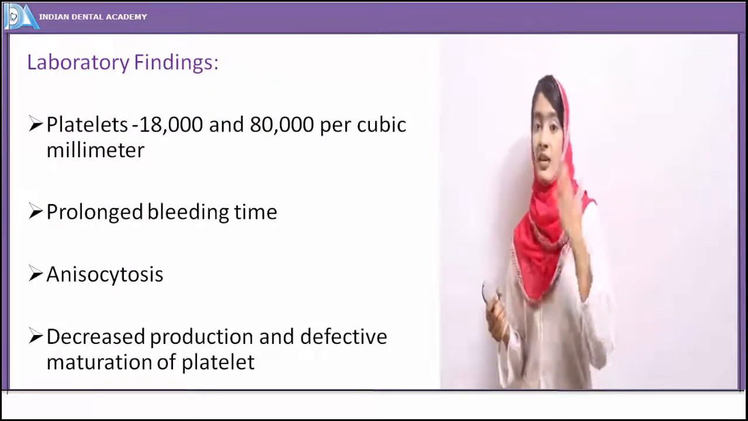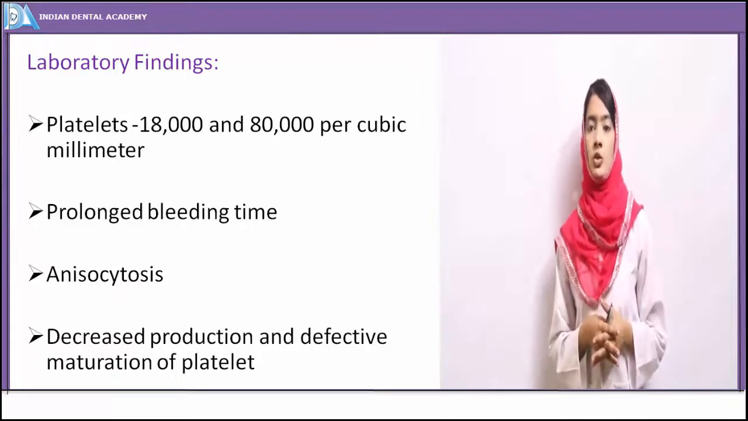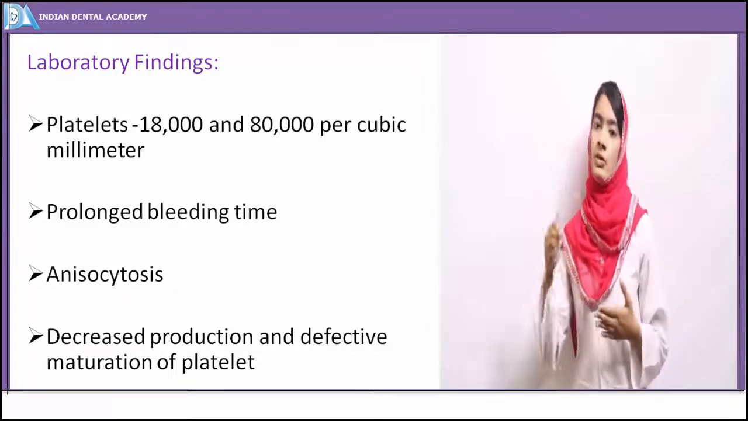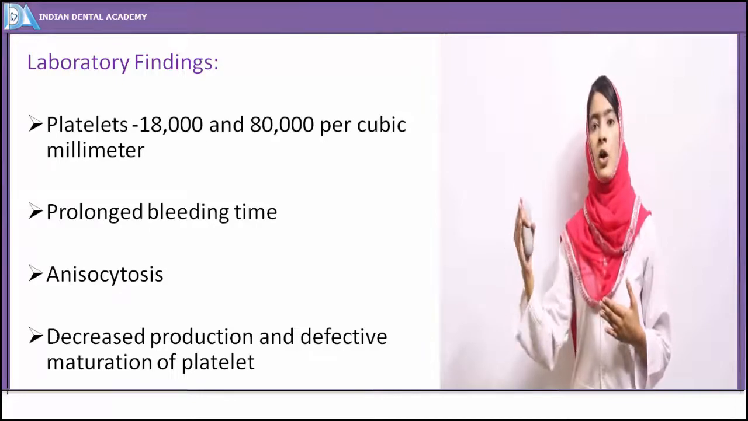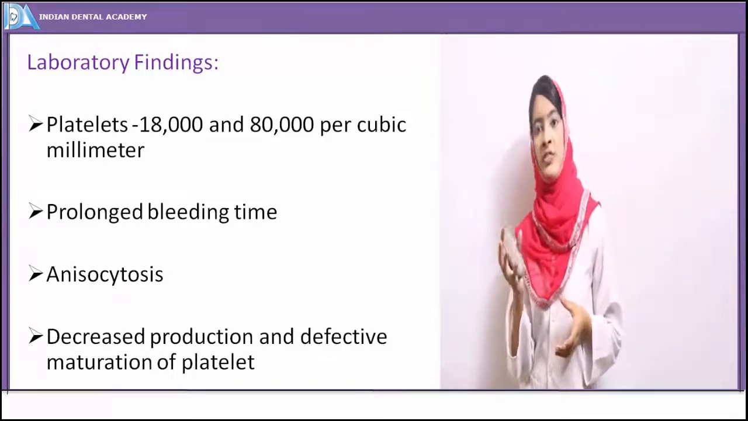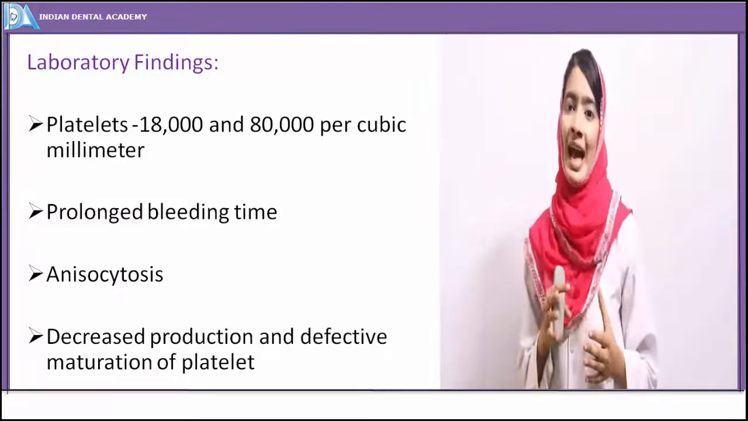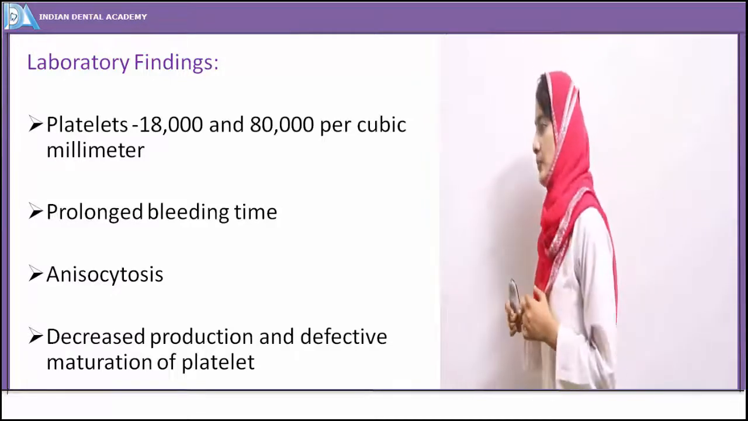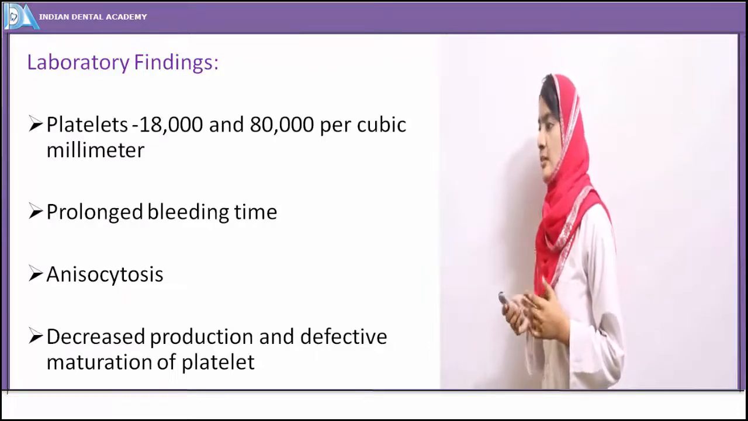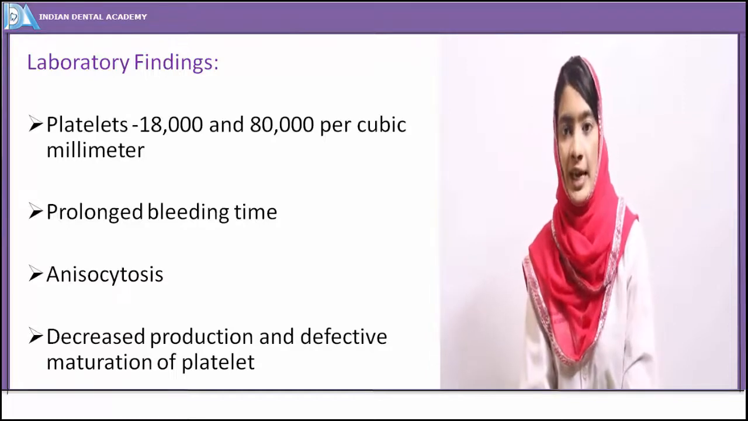So the platelets are very reduced, about 18,000 to 80,000. So obviously when the platelets are reduced, the bleeding time is prolonged, and the characteristic feature is that the cells are different in shape. The cells show variation in size and shape, that is nothing but anisocytosis. So decreased production of platelets is the etiology behind this Wiskott-Aldrich syndrome.